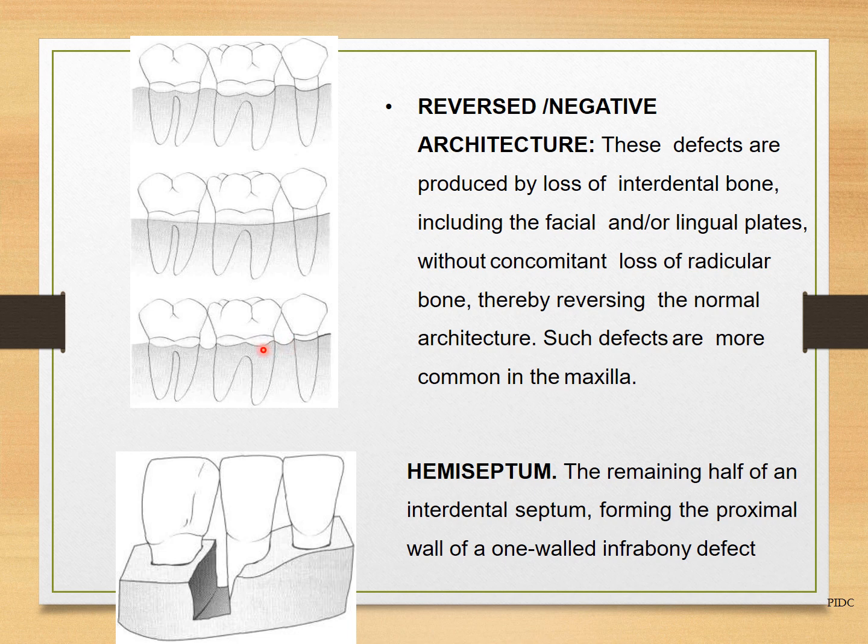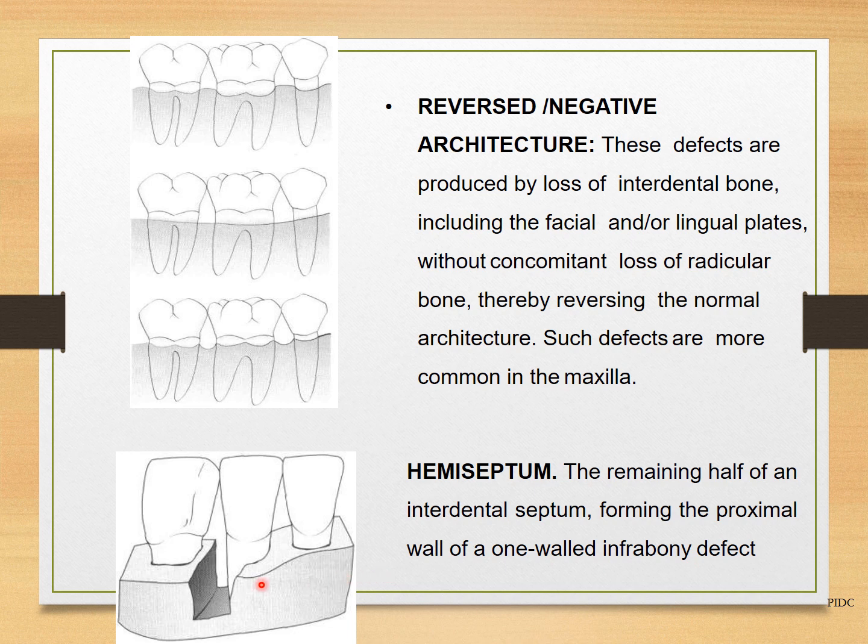Reversing this, so this will be the positive architecture, which leads to the negative architecture or reverse architecture. These defects are mostly seen in the maxillary region. Then coming to the hemiseptum, that is the same as the one wall defect. That means only one wall is present, the remaining half of an interseptum forming the interproximal wall of a one wall defect.